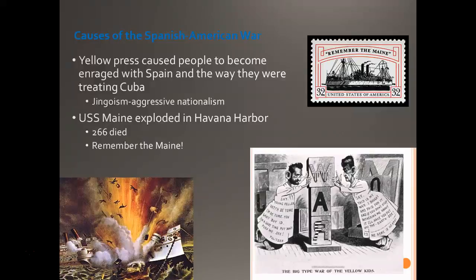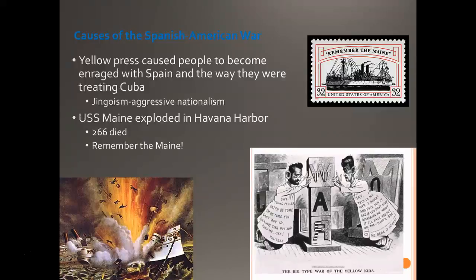So, President William McKinley had, because of some of the issues the Yellow Press had written about, and there were some letters sent back and forth, he had sent the USS Maine to the harbor there in Havana. And it didn't take long, but they were in the harbor and it exploded.